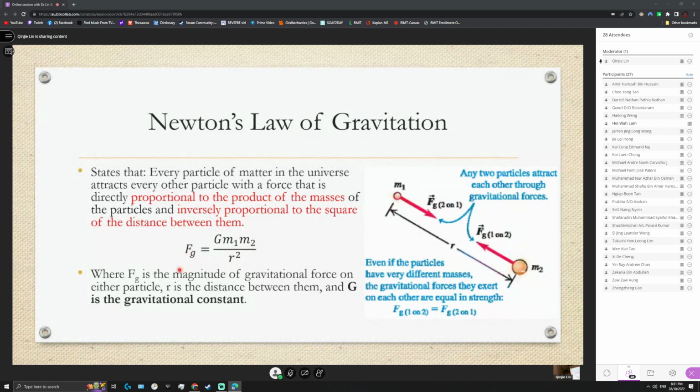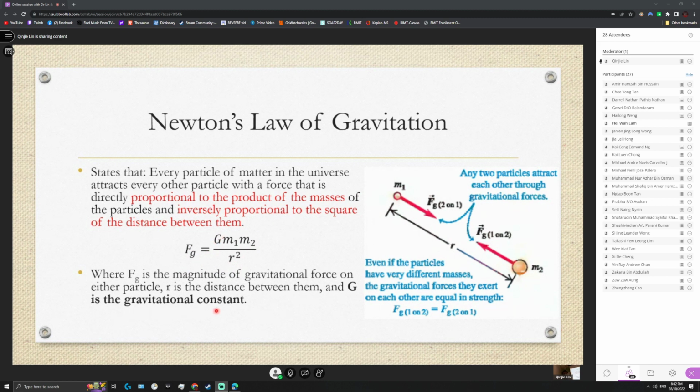So this is the gravitational force on each other. If you have two particles here, one is m1, one is m2, they're at a distance apart, that is your r. They will exert some attractive force on each other. And what is the magnitude of that force? It's given by G m1 m2 over r squared. m1 is the mass of this, m2 is the mass of that, r is this distance, and the square means you multiply it by itself.